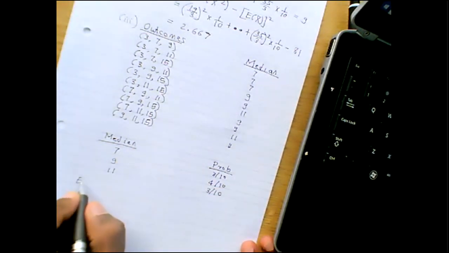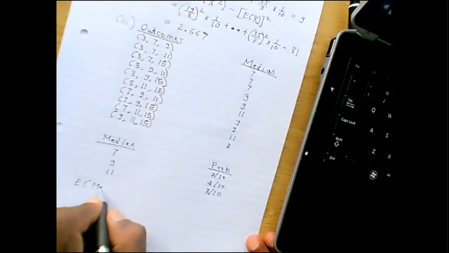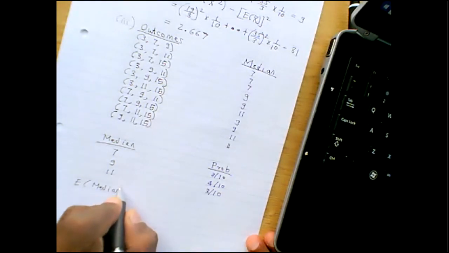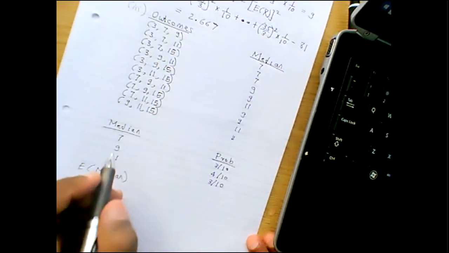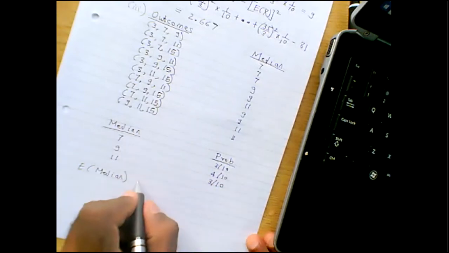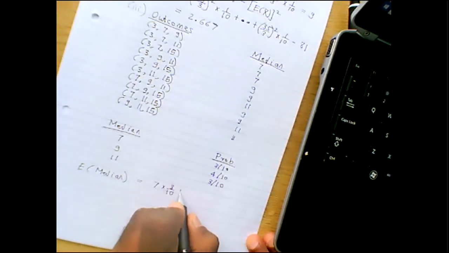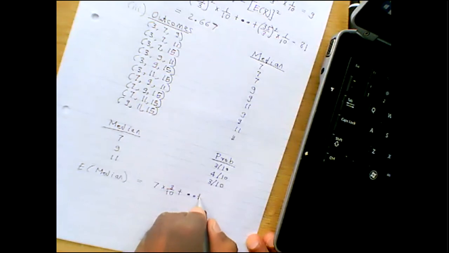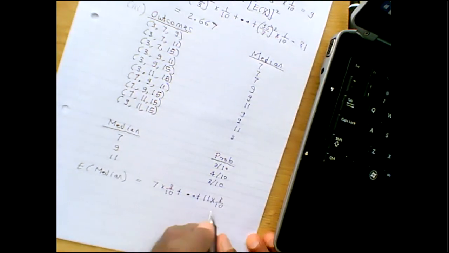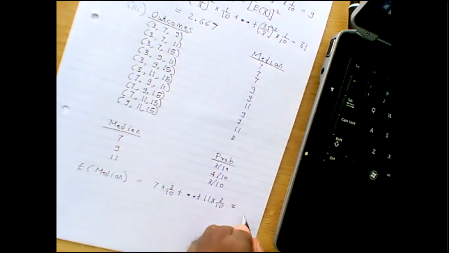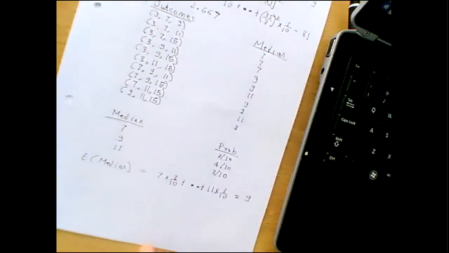So to find the expectation of the median, the sample median, all you have to do is just multiply this with this and take the sum. So it's going to be this, and this is equal to 9, right?